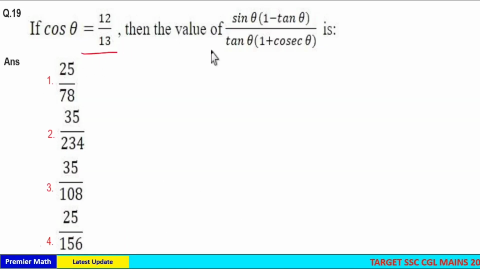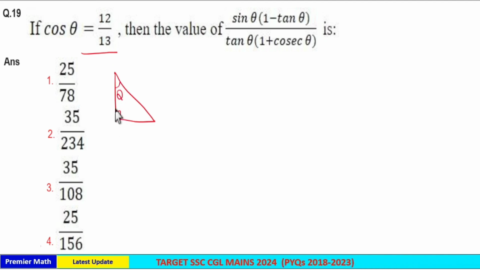If cos theta is 12 by 13, then find the value of the following. Here, draw a right angle triangle. If this is theta, cos theta is 12 by 13, meaning cos theta is adjacent side by hypotenuse. Now, 13 square minus 12 square is equal to 5 square, that is 5 square plus 12 square is 13 square. So the opposite side is equal to 5. Now, from this, we can find the value of the following. Here, tan theta is sin theta by cos theta. So sin theta and sin theta will cancel, and sin theta by tan theta will become cos theta. Now, cos theta is equal to 12 by 13.